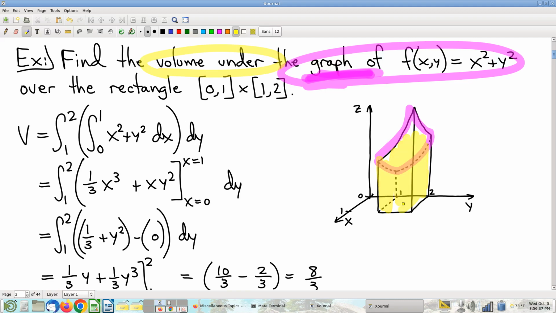Specifically, the volume sitting over this rectangle. By the way, this is just notation representing a rectangle. The first interval here is telling us the x range. The second interval here is telling us the y range. And the rectangle then is the rectangle that has those x values and those y values, and so this is that rectangle. Everybody get that notation?